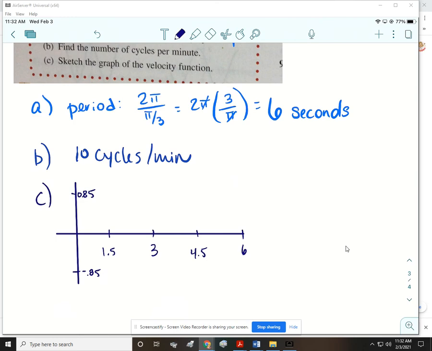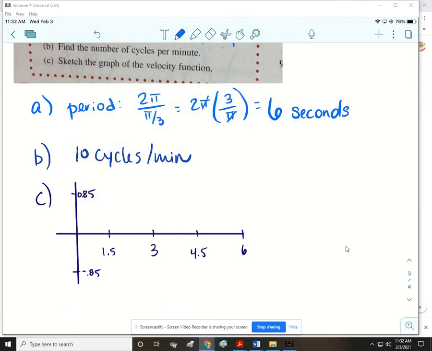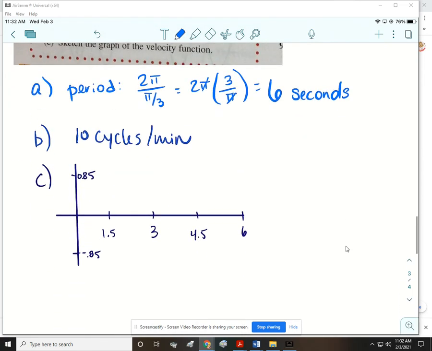And this is a sine function, right? Yes, so we're going to start at 0. We breathe in, our lungs fill, and then we breathe out, and they empty, and then we're back to normal. So a positive velocity is the speed that air is going in, and negative velocity is the speed that air is going out.